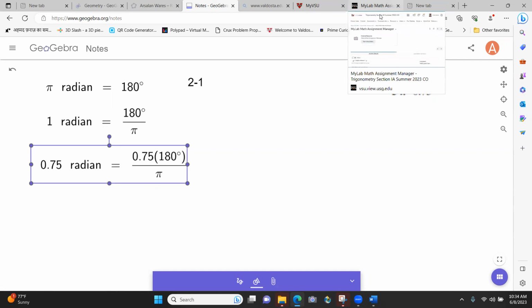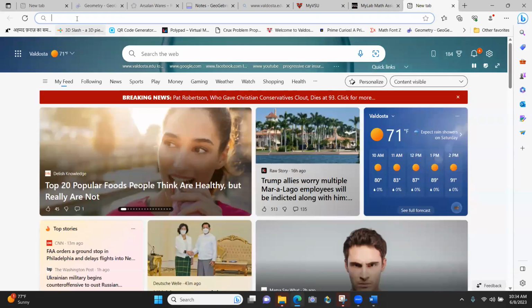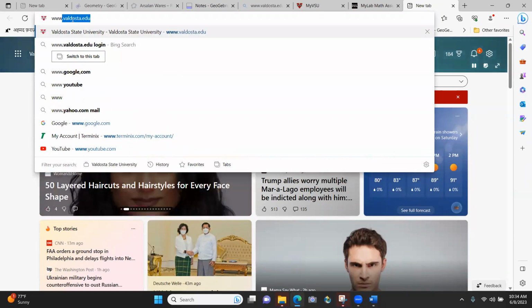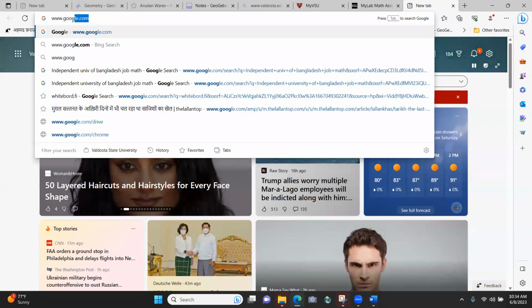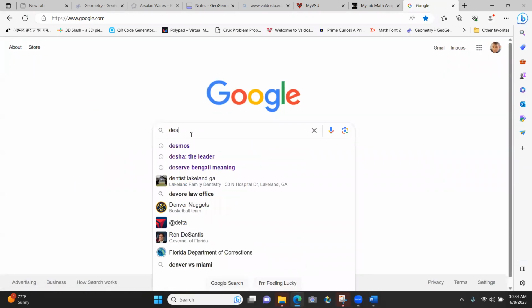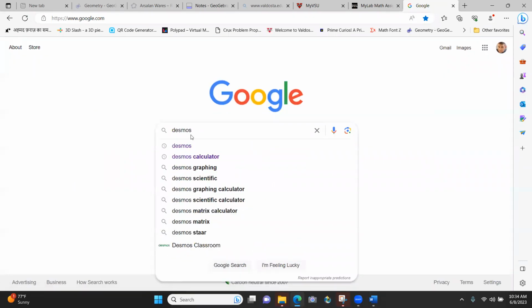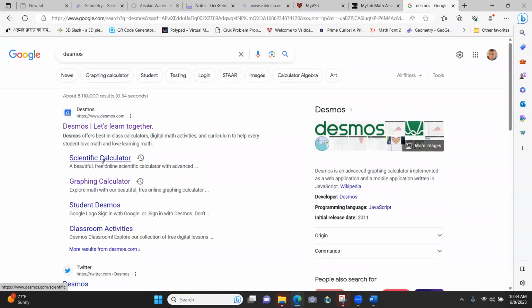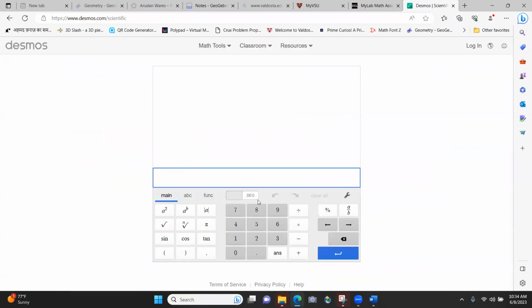Now, in a face-to-face class, I would ask you to have a graphing calculator, but it's an online class, and you can always use Desmos. We're going to use Desmos a lot. You go to Google, type Desmos, and you can go to Scientific Calculator. 0.75 times 180 gives me, of course, you can use your handheld calculator, no problem. I'm getting 135.